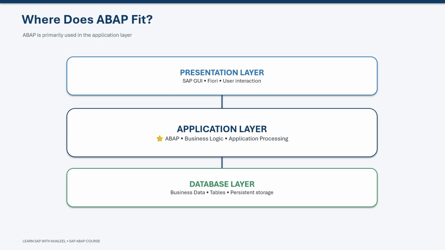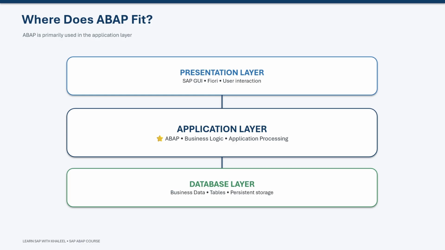ABAP programs can contain the business logic that processes the user request. Finally, we have the database layer. It is used to store the business data. So simply, the user uses the presentation layer to see the application, the application layer is used to write the ABAP programming business logic, and the database layer is used to store the business data in tables.